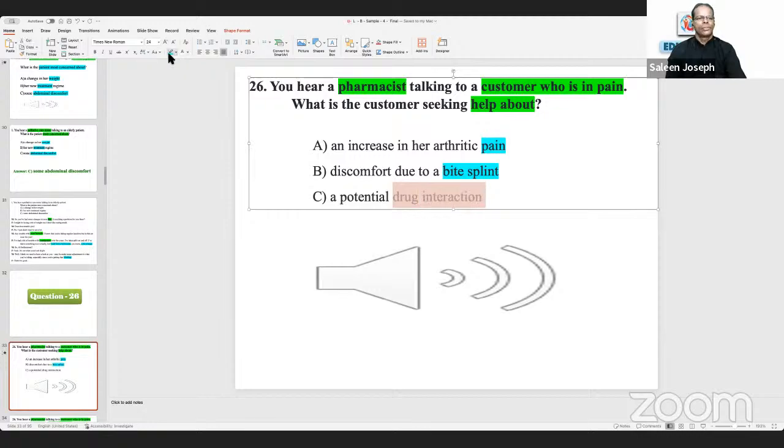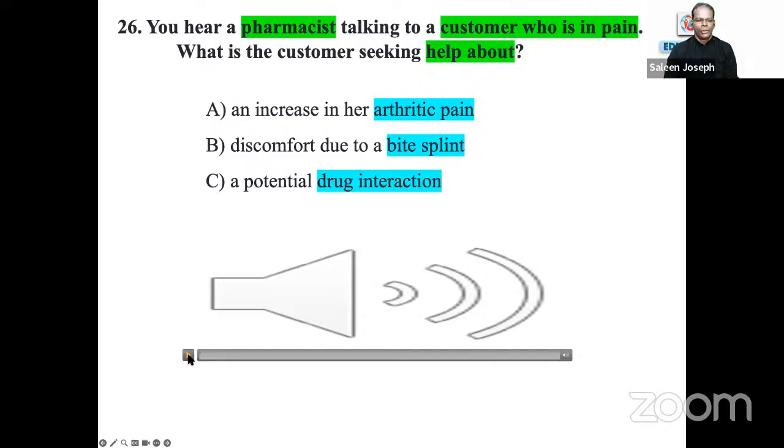Okay, drug interaction. So you have to identify the synonyms or synonymous expressions, keywords connecting to one of these. Arthritic pain, bite splint. You can say arthritic pain as well, no problem. Together you can take it. Now listen and identify. Write down as you go on. You can write down as well if you find some synonyms or expressions connecting to any of these options. Ready to go? Smile and go.